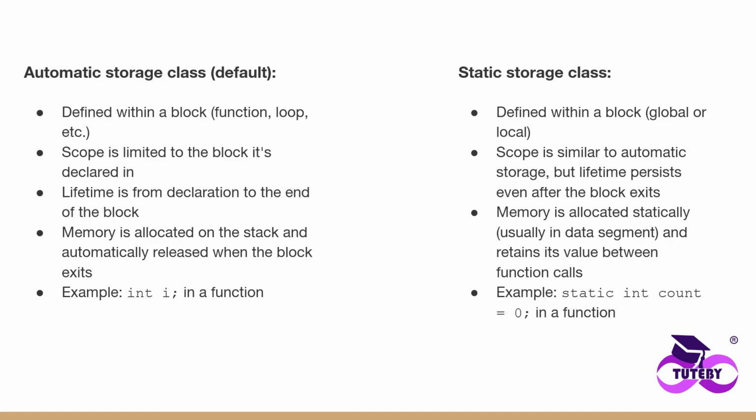First is the automatic storage class. This is the default type of variable. Example, int varum. These are some characteristics of auto. This is like a hostel room. Defined within a block. Scope is limited to the block it's declared in. Lifetime is from declaration to the end of the block. Memory is allocated on the stack and automatically released when the block exits.